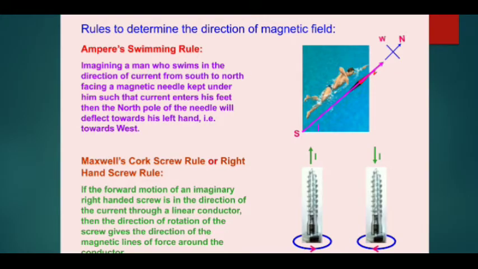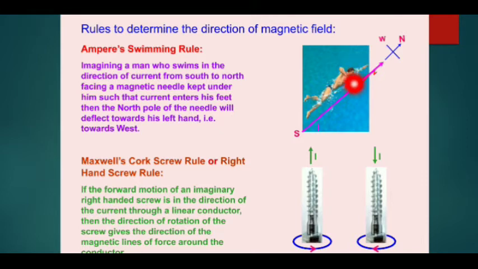At the same time, followed by Maxwell's corkscrew rule, to determine the direction of magnetic field, that rule is Ampere's rule. That is Ampere's swimming rule. What is Ampere's swimming rule? See the diagram. A man who swims in the direction of current from south pole to north pole facing a magnetic needle kept under him, such that the current enters his feet, then the north pole of the needle will deflect towards his left hand, at the same time towards west.